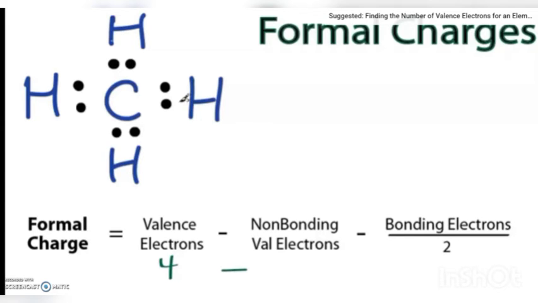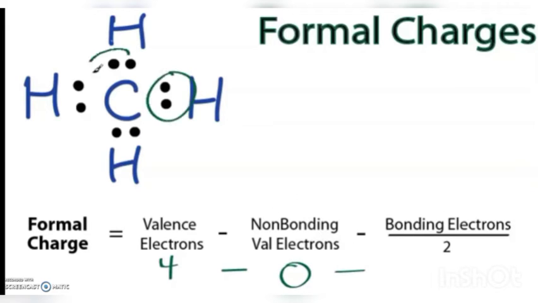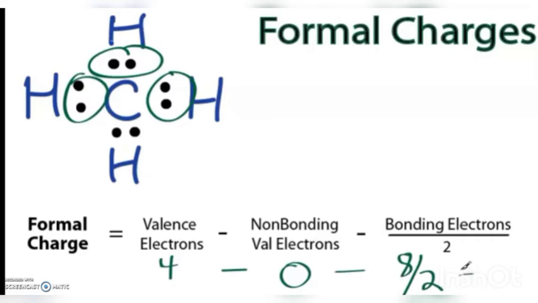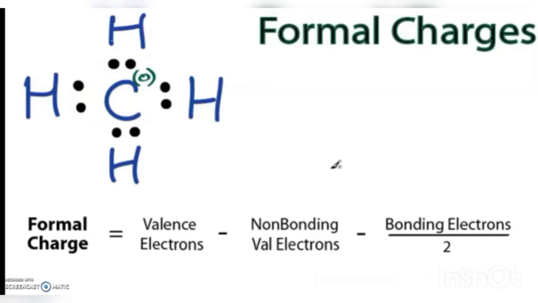And we have to find the non-bonding valence electrons. But in the CH4 molecule, all the carbon's electrons are bonded, so that is 0. Then we find the bonding electrons. There are 8 bonding electrons, so 8 by 2 is 4. If we calculate, we get 0. So the charge on the carbon atom in the CH4 molecule is 0.